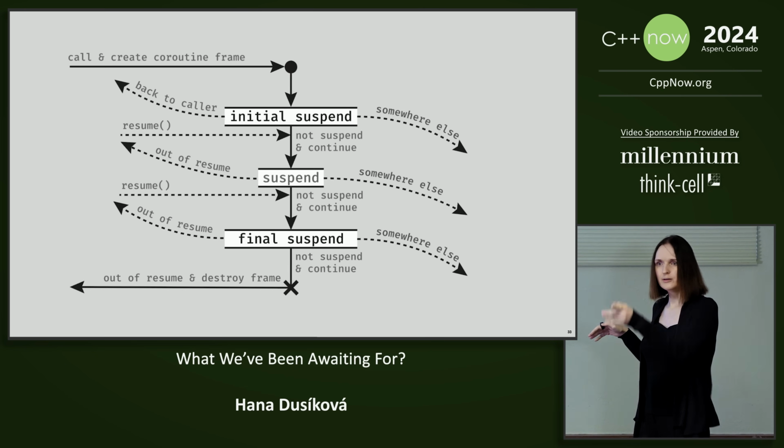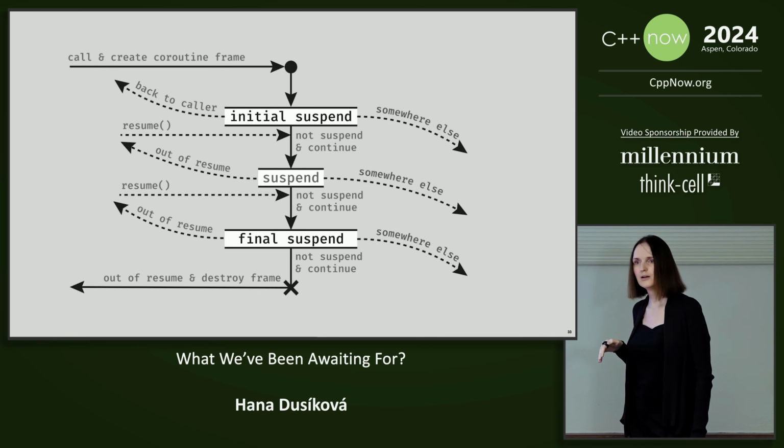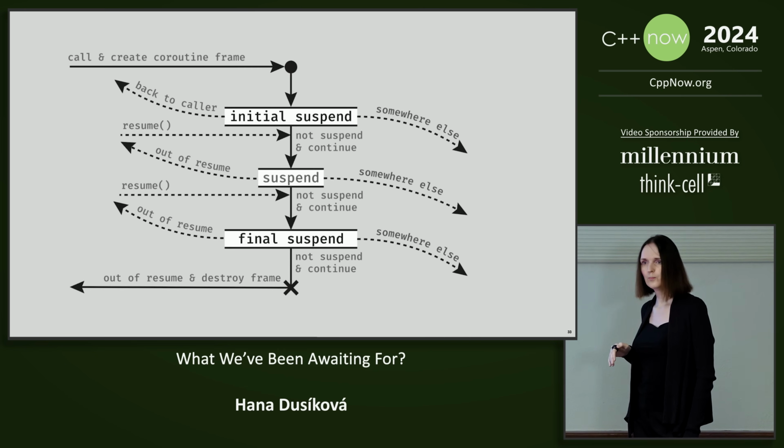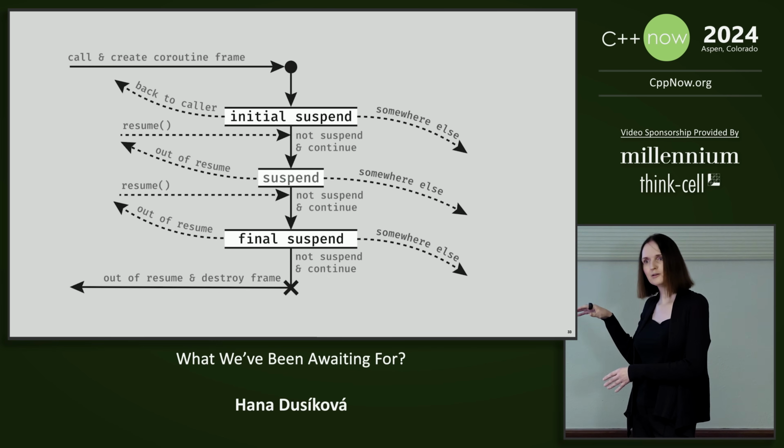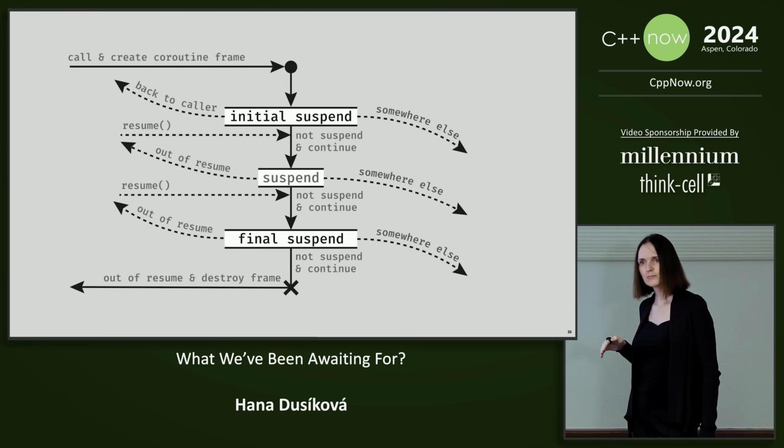Okay. So yeah, there's another question. If I have a coroutine that returns a void type. So initially the caller calls, initial suspend comes back. And if the caller never resumes it, then it will be there and it's your responsibility to destroy it, otherwise it will leak. It's an allocated object. Oh, so it's not automatically cleaned up?